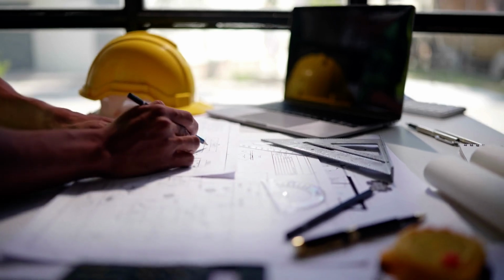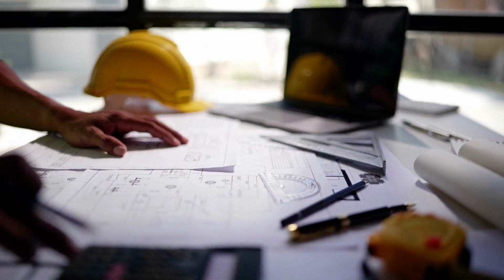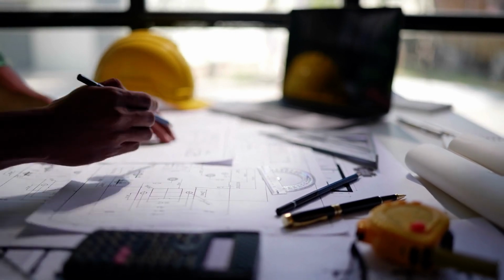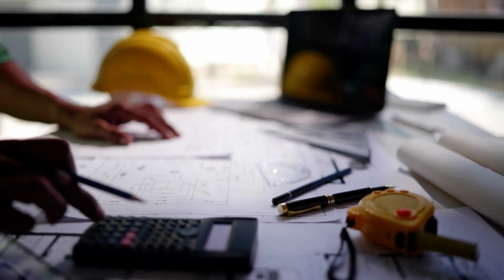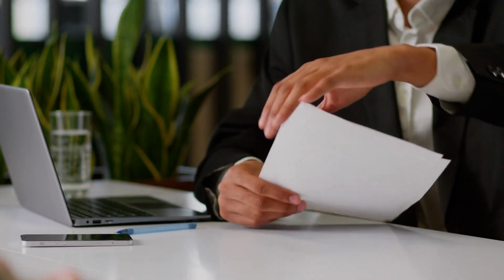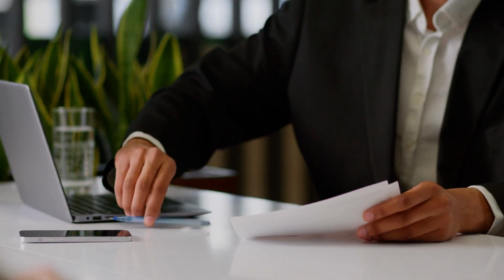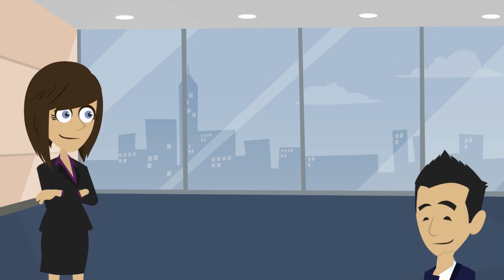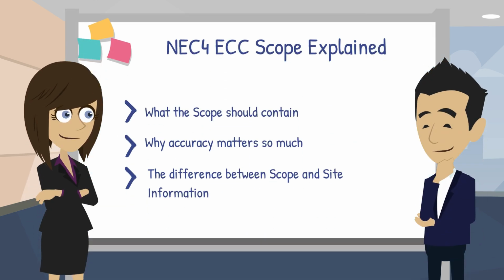If you're working under an NEC4 engineering and construction contract, the scope, or works information if you're working under NEC3, is probably the most important document in the contract. If you get it wrong, the project is heading straight towards disputes, defects, and cost overruns. In this video, we break down exactly what it should contain, why accuracy matters so much, what happens when things go wrong, and the difference between scope and site information.